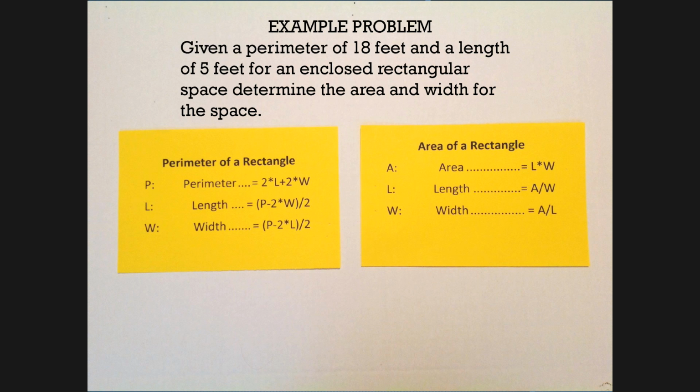Given a perimeter of 18 feet and a length of 5 feet for an enclosed rectangular space, determine the area and width for the space. Now, for this particular problem, the scope of knowledge we need are basically the perimeter relationship and the area relationship. Now, it turns out for this technique, the actual formulas are almost irrelevant.